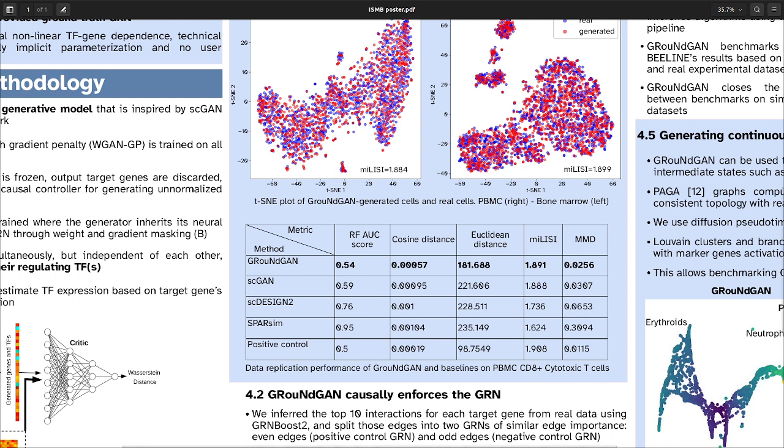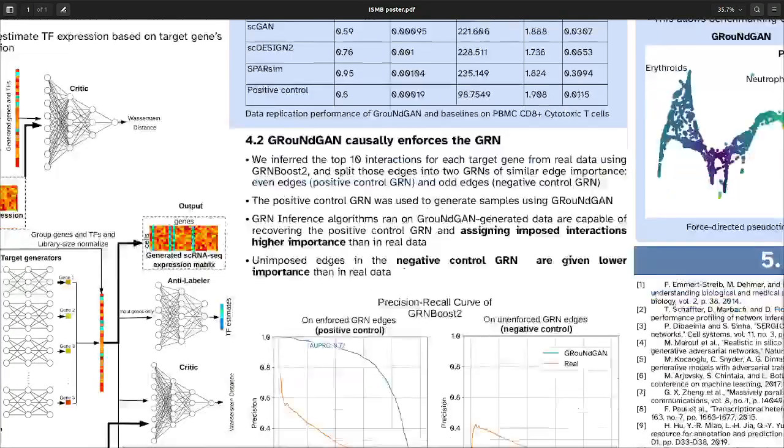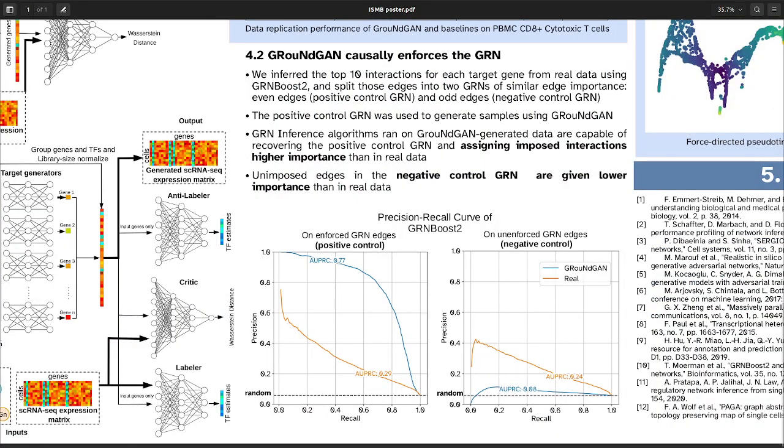But data replication isn't enough for us to achieve our goals fully. We also wanted to show that GroundGAN causally enforces a GRN. So in this experiment, we infer GRN using GRNBoost2 on real data. And for every single gene, we use half of the inferred edges by GRNBoost2 as positive control and impose those edges onto GroundGAN. The other half we keep and do not impose. And that creates our negative control.